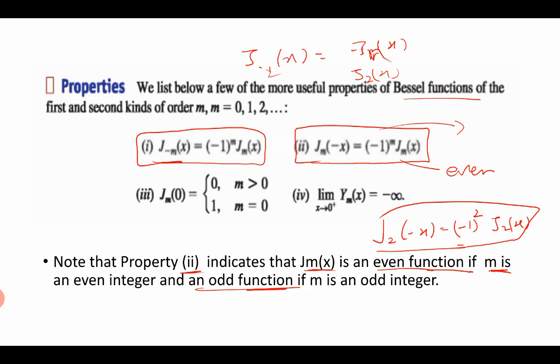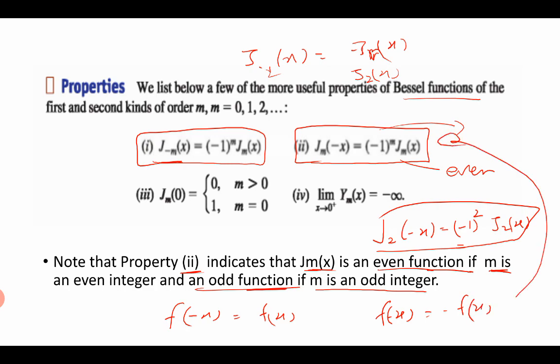It is an odd function when m is odd, because we know if f of negative x is equal to f of x, then f of x is an even function. If f of negative x is equal to negative f of x, it is an odd function. So this property will work here. If m is odd, you will get an odd function. If m is even, you will get an even function. Another property: Jm of 0 is 0 for m greater than 0. If m is equal to 0, then Jm of 0 is 1. And the limit of Ym of x, when x goes to positive 0, is negative infinity. These are some properties of the Bessel functions.